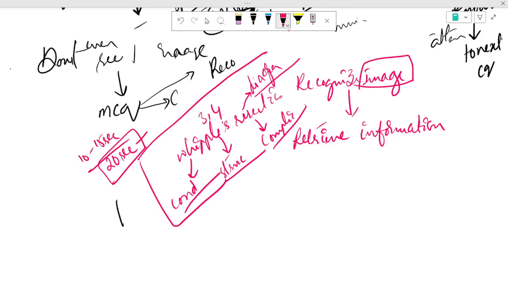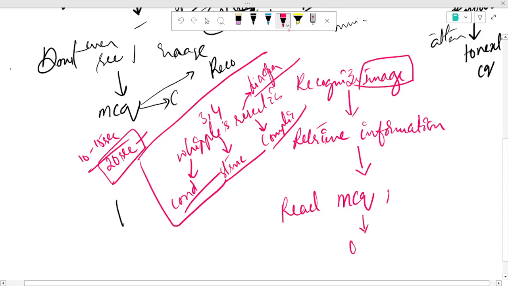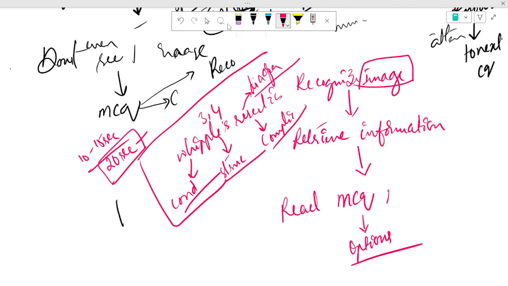Then you go for the MCQ. Then you read the MCQ. Even after reading the MCQ, then you go for the options. Now that is how you go with the image based MCQ.